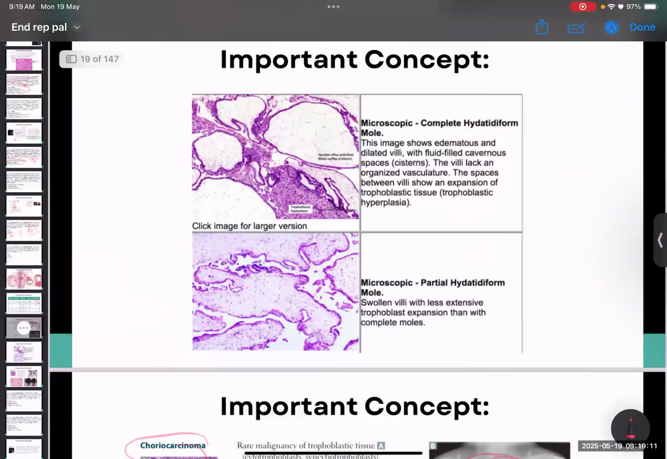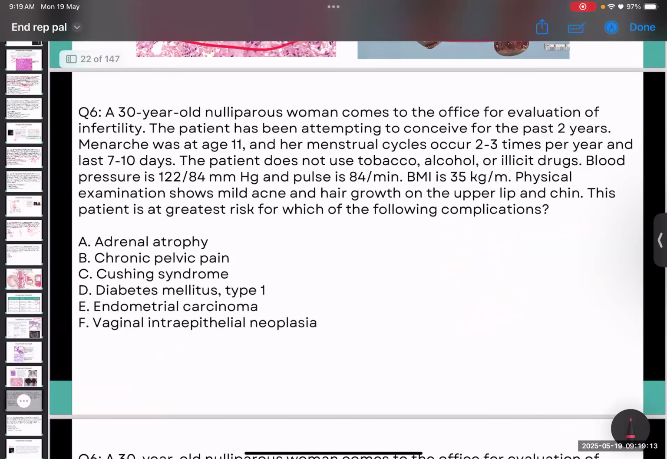Going on to question number 6, here we have a 30-year-old nulliparous woman. She comes to the office for evaluation of infertility. She's been attempting to conceive for the past 2 years. Menarche was at age 11. Her menstrual cycles occur every 2 to 3 months and last 7 to 10 days. So she has oligomenorrhea. The patient does not use tobacco, alcohol, or illicit drugs. Blood pressure is normal, pulse is normal. BMI, however, is really high, so she's obese. She has mild acne and hair growth on the upper lip and chin. This patient is at greatest risk for which of the following complications?